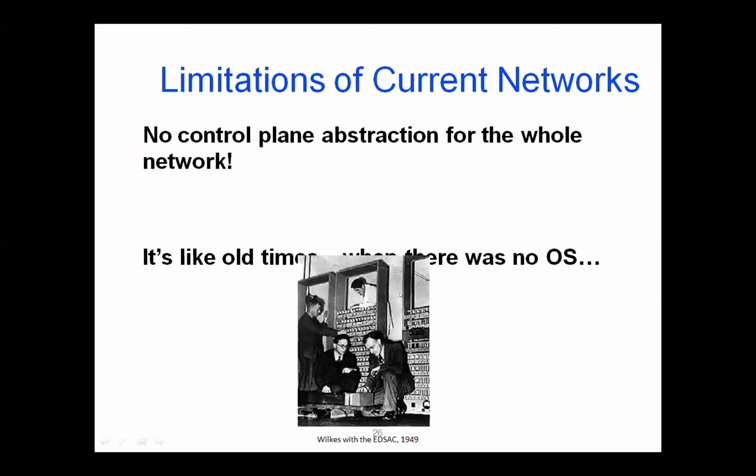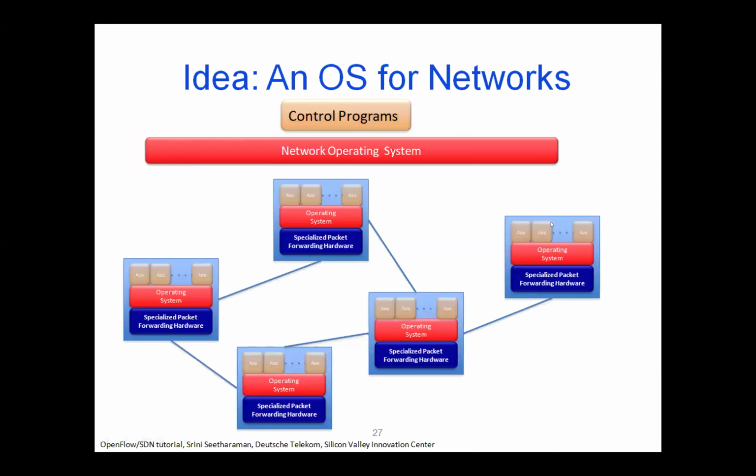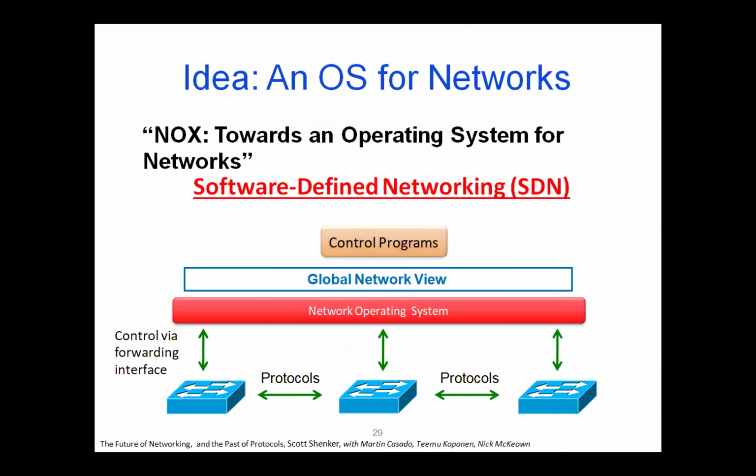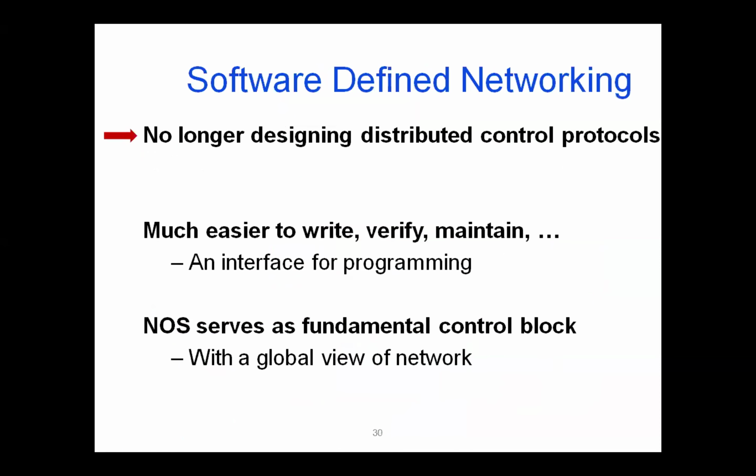Another limitation is no control plane abstraction for the whole network. The question all along was what this OS should look like. So an OS for the network, where the network operating system sits between the control program and the various specialized packet forwarding hardware, and operating system apps are connected. You can see the simple packet forwarding hardware there. This is the idea of a network operating system, towards an operating system for networks, where software-defined networking plays a role. The control is via a forwarding interface through the network operating system, with a global network view for control programs.